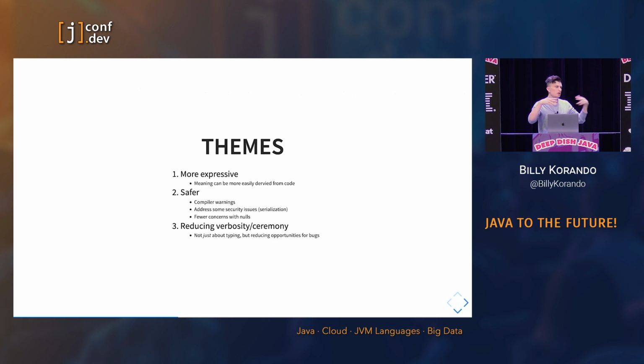But what are the themes? Like what are the goals behind all these changes? We're not just throwing out these changes just because it sounds nice. So there's three major themes I see with all of these. One, to be more expressive. You can more easily define meaning just from looking at the code. A good example with that is the sealed hierarchy, where you can say, okay, only these classes can extend off of it.